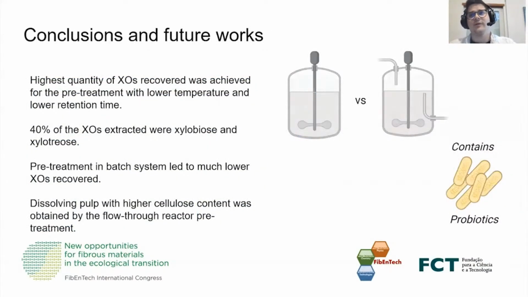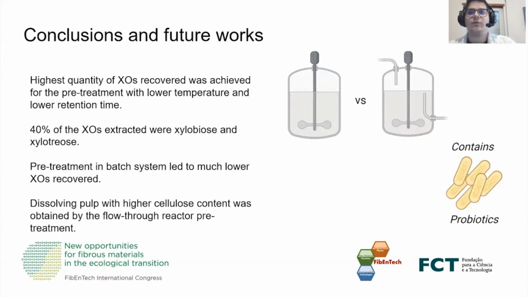Some of the results show that the highest quantity of cellulose-based compounds recovered was achieved for the flow-through method with lower temperature and retention time. In this assay, 40% of the cellulose-based compounds extracted were cellulose and cellulose. We also saw the effect of the batch system, which led to much lower cellulose-based compounds recovered. The final pulp with higher cellulose content and better dissolving characteristics was achieved by the flow-through system.